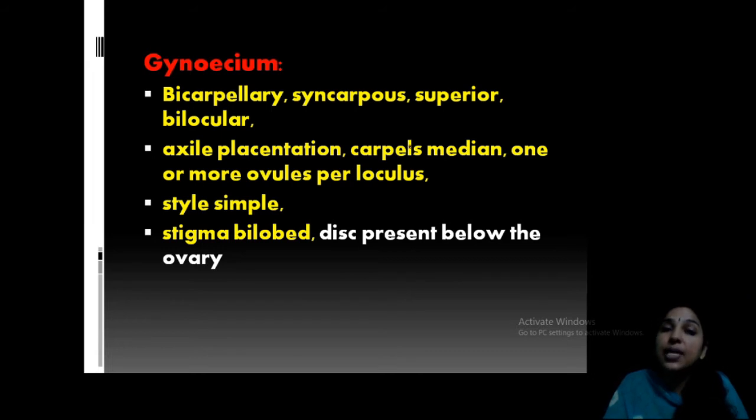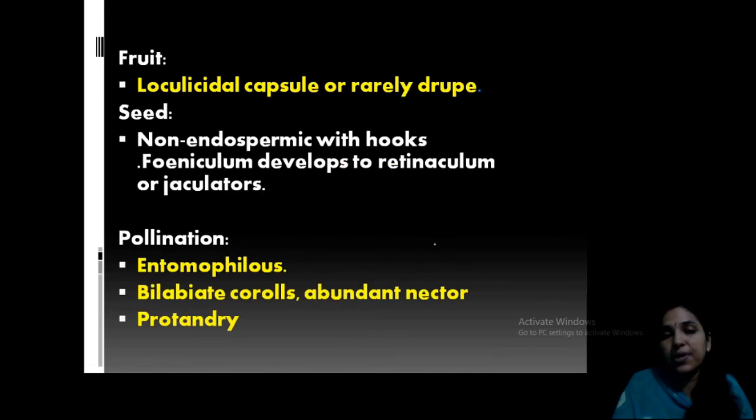Then gynoecium: syncarpous, bicarpellary, superior and bilocular. Everything is bi. Look at bicarpellary, bilocular. Axile placentation. Simple style, stigma bilobed. That is, bicarpellary usually has a bilobed stigma. You have to study like that. Disc present below the ovary, I already told you, a nectariferous disc below the ovary. Then fruit is usually a capsule, rarely a drupe. Then the seed is very important. Another important point is that seeds have hooks, known as jaculators. That's very important.